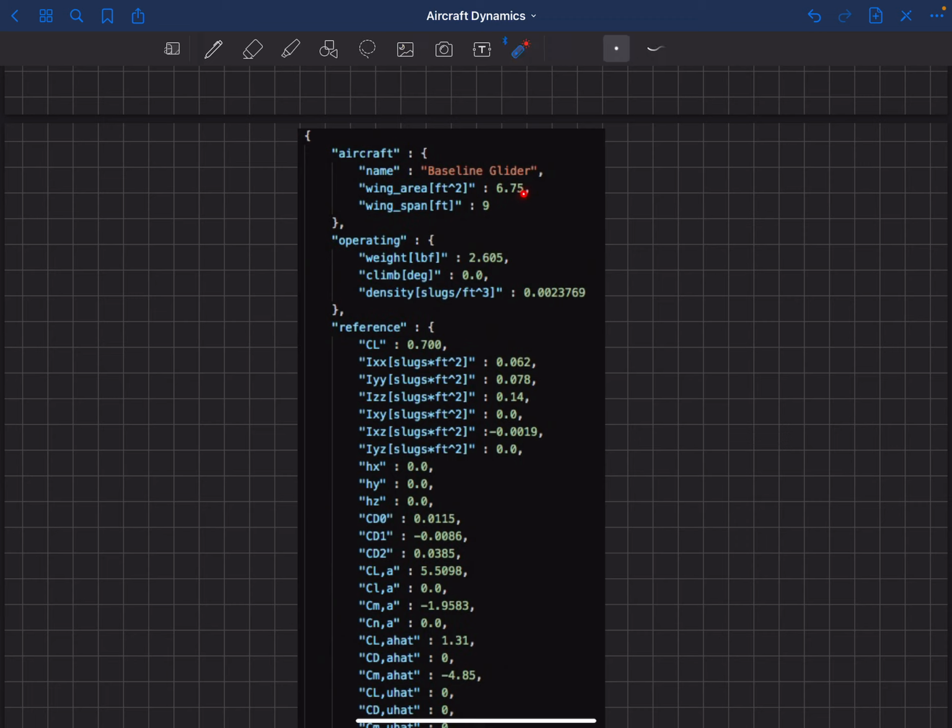We've got the wing area and the wing span, which I need. We need the weight, the climb angle, the density, the lift coefficient, and the inertia tensor. This is perfectly symmetric, so IXY and IYZ are both 0. HX, HY, and HZ are the angular momentum.